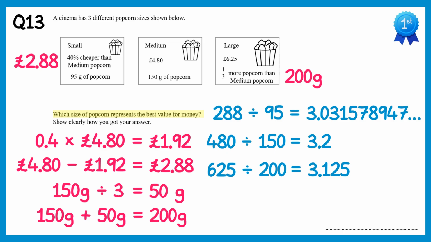Now for the best value, you want to be spending the least amount of money, so you want the one that's the lowest number. That's this one at the top here, since it starts with 3.0. So the deal that represents the best value for money is actually the small popcorn.